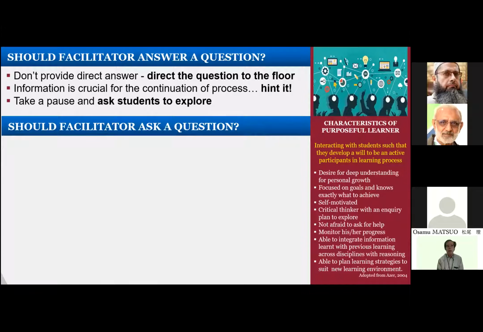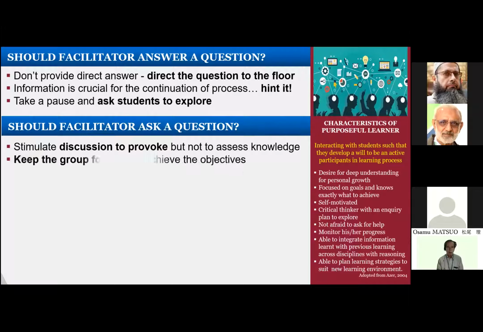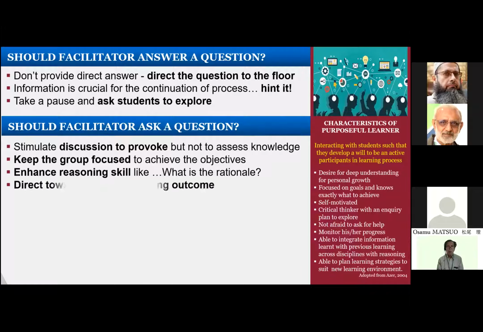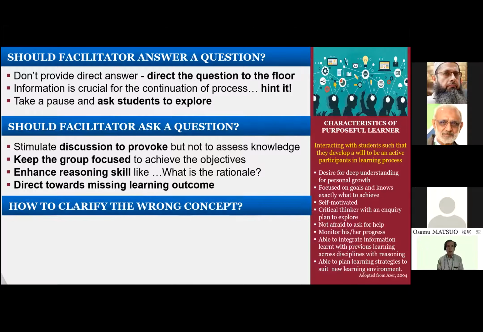Should the facilitator ask a question? Yes, to stimulate discussion, to provoke, but not to assess the knowledge. To keep the group focused to achieve the objectives. Enhance the learning skills in the students by asking, for example, what is the rationale. Direct towards the missing learning outcome.